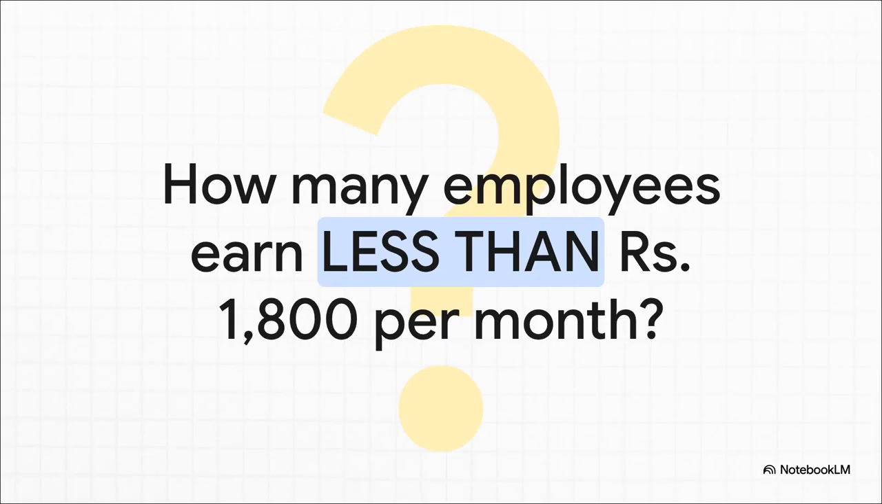So why bother doing this? Well, to instantly answer questions just like this one. How many employees earn less than 1,800 rupees a month? You don't have to add anything up. You just look at the cumulative frequency for that row, and the answer is right there, 92. No extra math needed. It's just incredibly efficient.